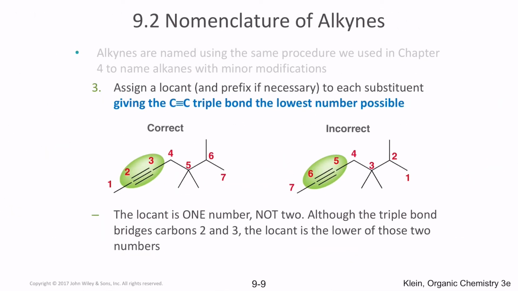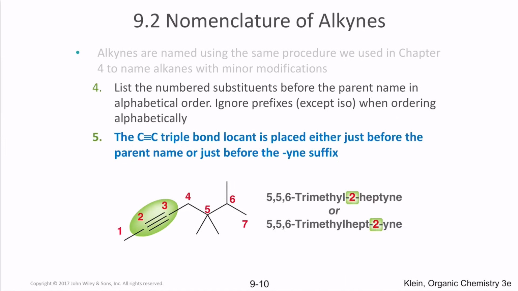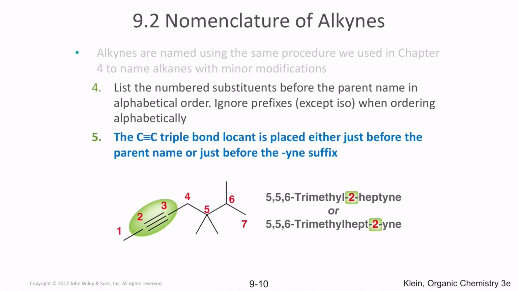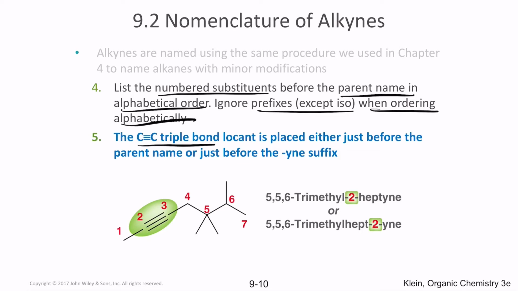The third step is to assign a locant. How do you assign the number? Always give the triple bond the lowest number possible. Even though the substituents get a larger number, it doesn't matter. Always the triple bond has to be given priority over any other structure. Next, list the numbered substituents before the parent name in alphabetical order, and ignore prefixes such as iso when ordering alphabetically. The triple bond locant is placed either just before the parent name or just before the "-yne" suffix.